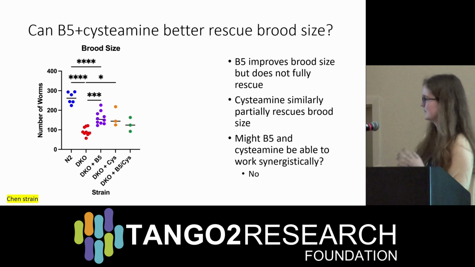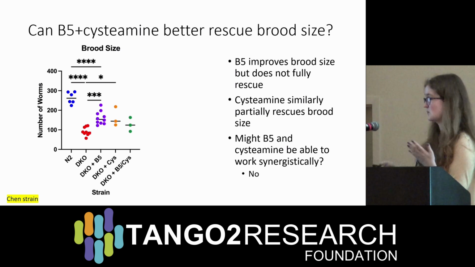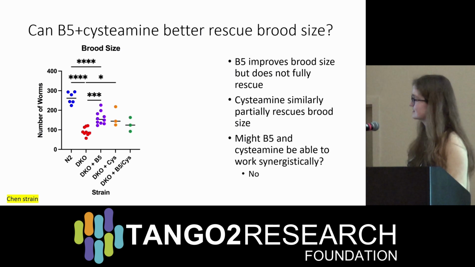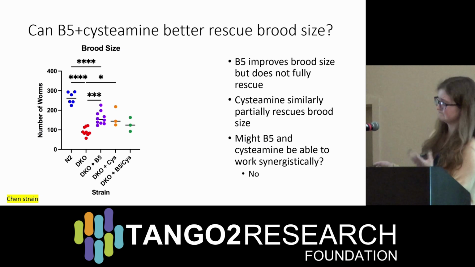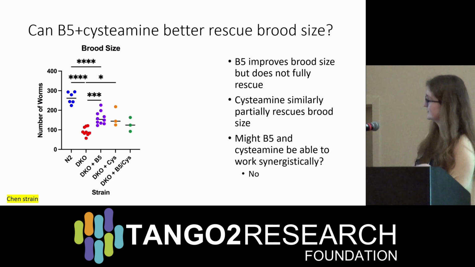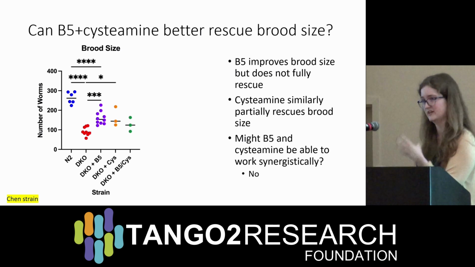And so we have a couple different hypotheses that we're working on as to why this could be happening. It could be that there are other things that the worms need when they're missing TANGO2. There are also just some technical things with administering these compounds to the worms. We are supplementing them by dosing their bacteria with these extra compounds, and we don't really know what giving these extra vitamins to the E. coli is doing to the bacteria itself.